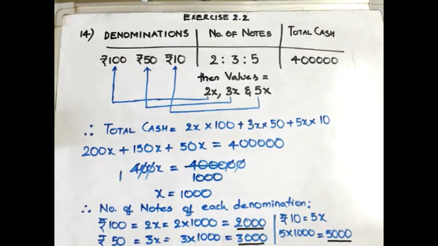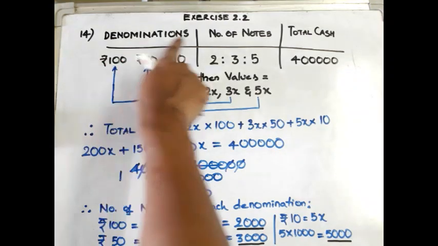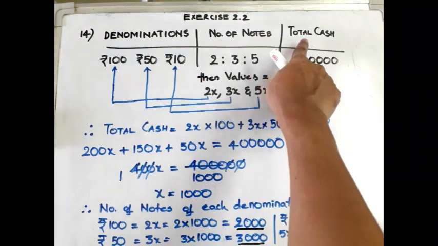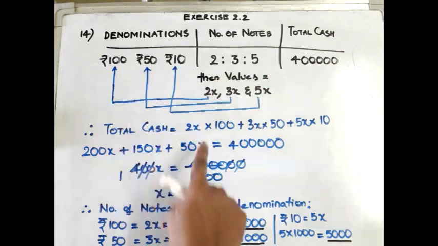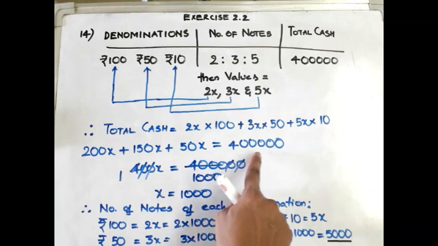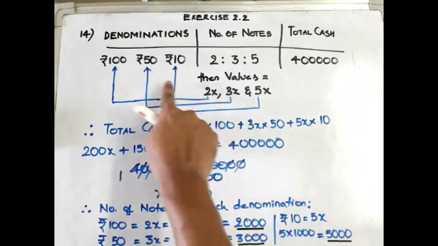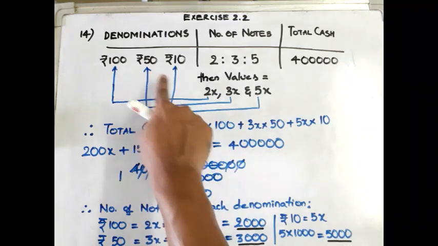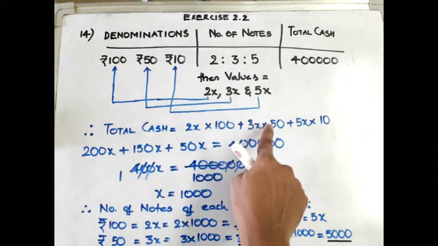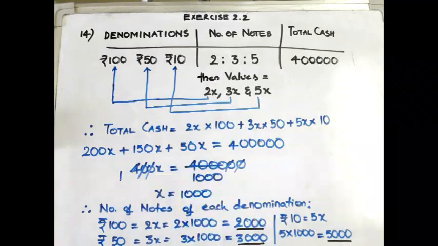concept. All you have to understand is the difference between denomination, number of notes and total cash. Okay, number of notes into denomination gives us total cash. Observe here, number of notes 2x into 100, 2x into 100, 3x into 50. Similarly, 5x into 10. Okay, now let us move to the next question.